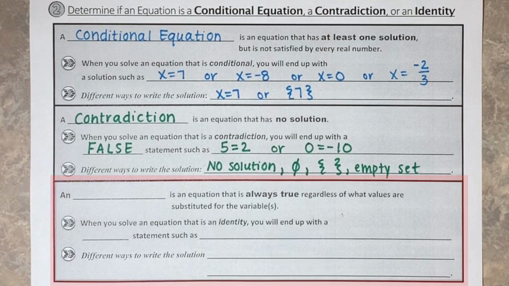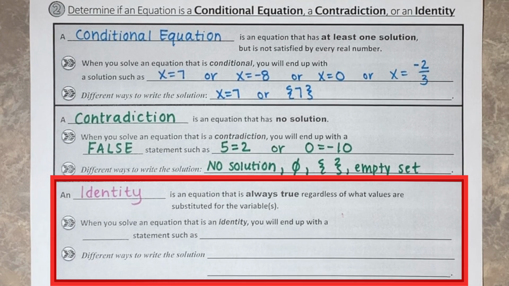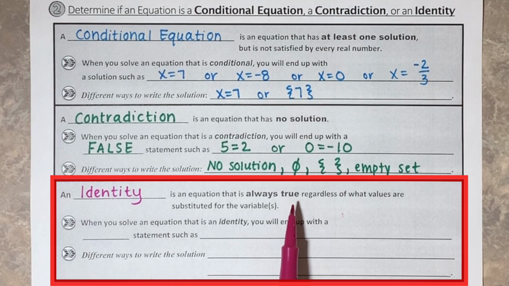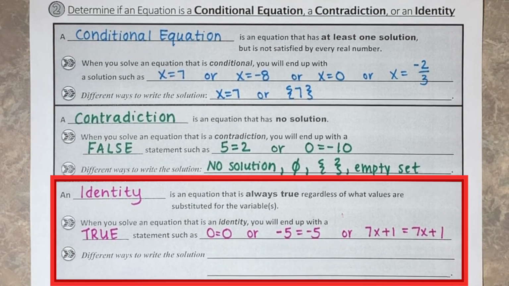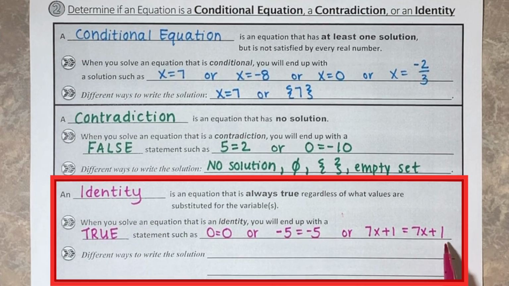The last type of equation that you'll see is called an identity. An identity is an equation that is always true, regardless of what values are substituted in for the variable. When you solve an equation that's an identity, you will end up with a true statement, such as 0 equals 0, or negative 5 equals negative 5, or something like 7x plus 1 equals 7x plus 1.